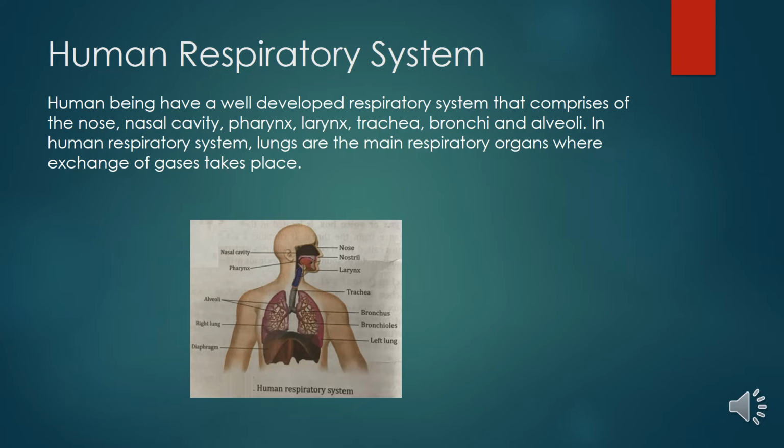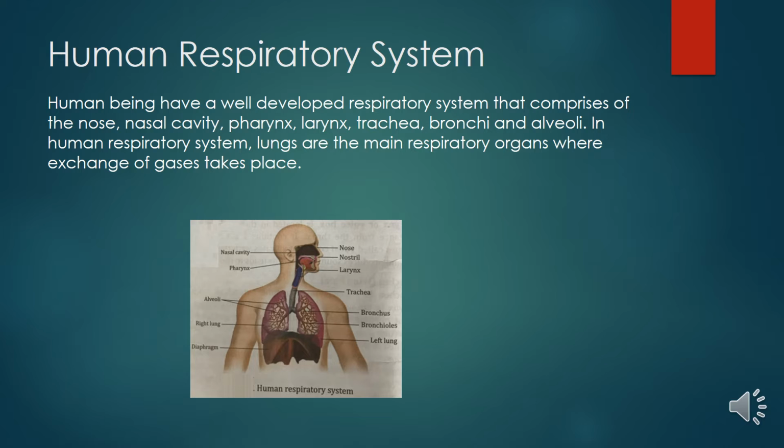The second organ is the pharynx. The nasal cavity leads into a short tube called the pharynx. It is situated behind the nose and the mouth. It leads to an air tube called trachea or windpipe and a food tube called esophagus. The lower portion of the pharynx leads to the larynx or voice box.